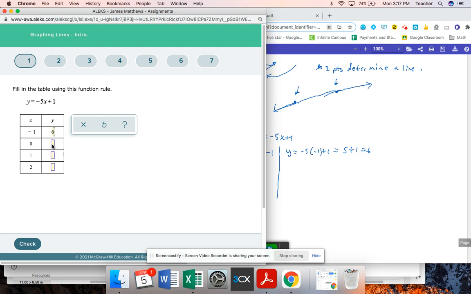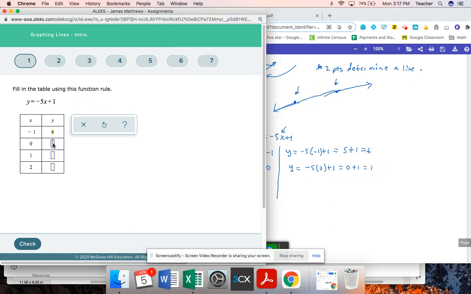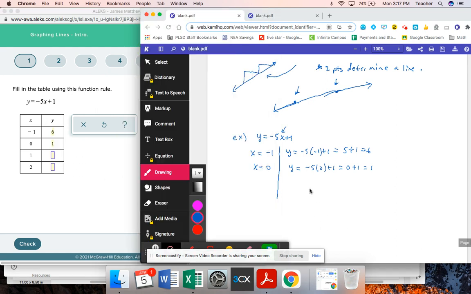So that's a point. I could find another point by using x equals 0. So if x is 0, then y is equal to negative 5 times 0 plus 1, which gives me 0 plus 1, or 1. So this would give me 1. And now that's all I really need to graph a point. This gives me the point negative 1, 6. This gives me the point 0, 1, and I could use that to graph it.